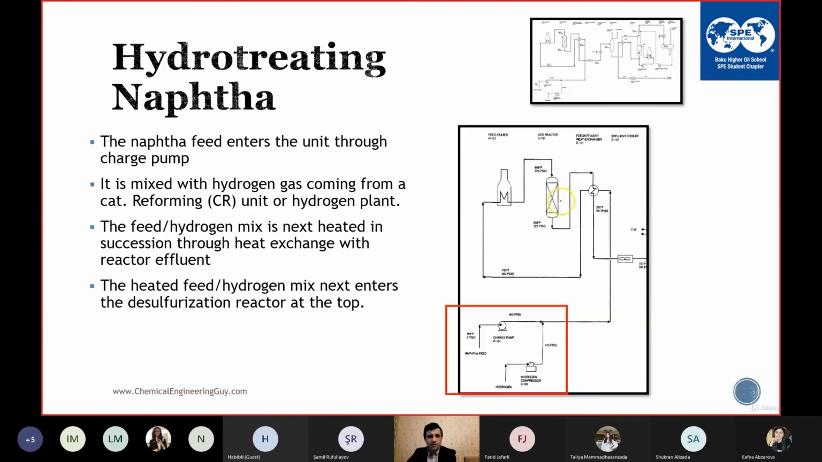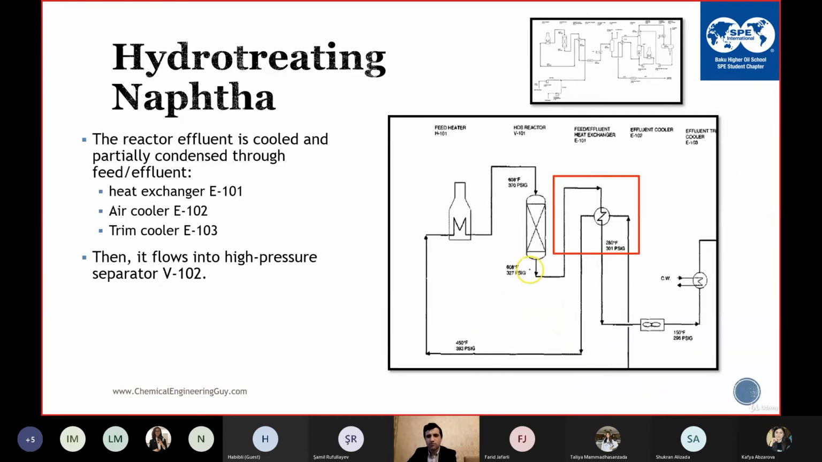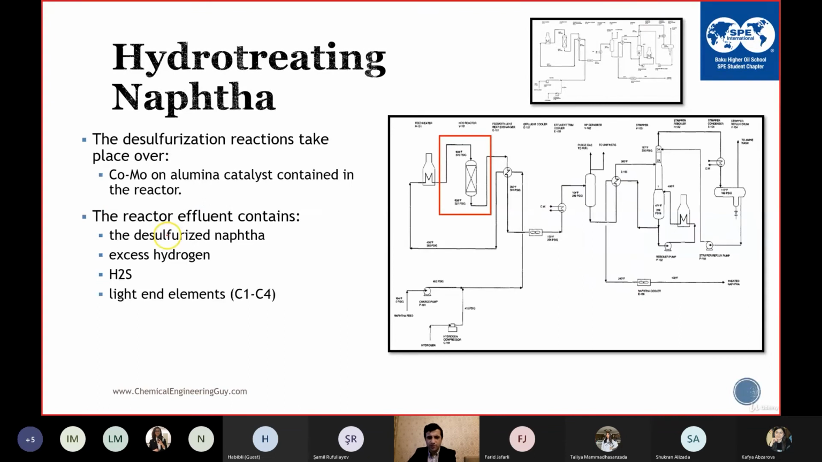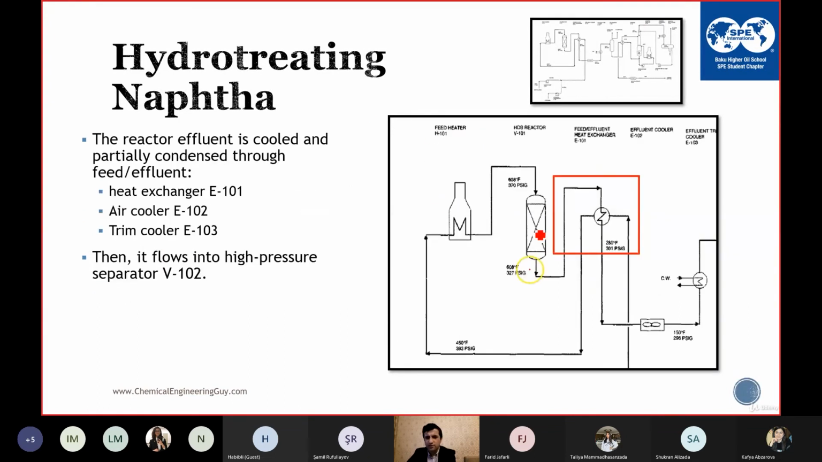Now, in the upcoming slides, the hydrotreating naphtha unit process is explained in detail for each section of the PFD. I will skip this one, since I explained it in general, and after this one I will explain the hydrotreating of diesel, which is a similar process. What I want to show is that for the hydrotreating naphtha process, we have one bed reactor.